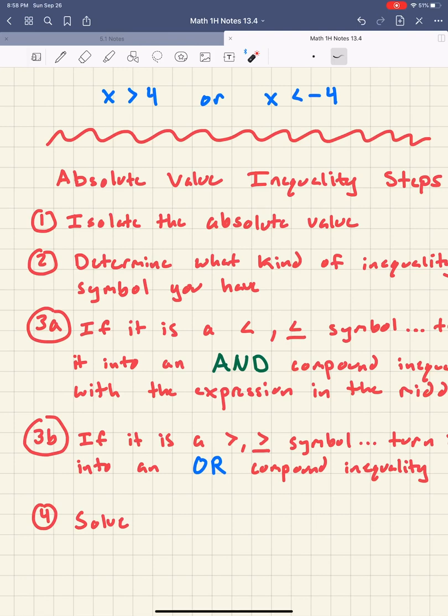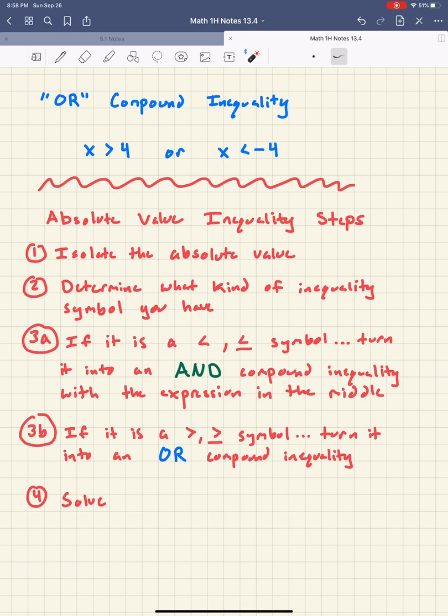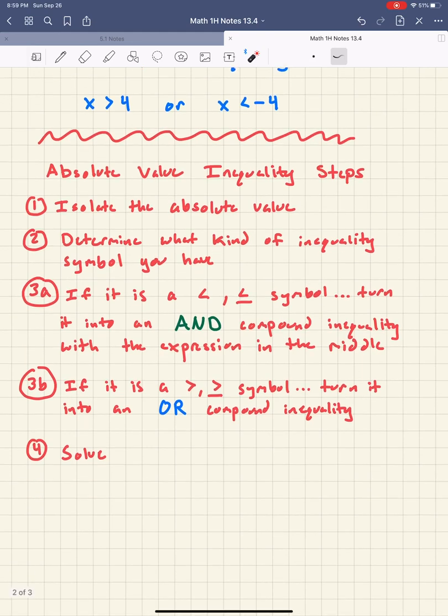Here are a few steps. You can go ahead and pause the video and jot these down, and then we'll talk about them. Step 1, just like before, when we had the equations, is to isolate the absolute value. So anything that's on the outside of the absolute value, we have to get rid of first. Step 2 is to determine what kind of inequality symbol we have. So we need to look and see if we have a less than or equal to symbol, or a greater than or equal to symbol, because that determines what kind of compound inequality we're going to have.